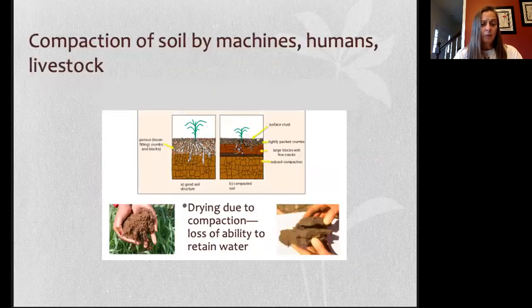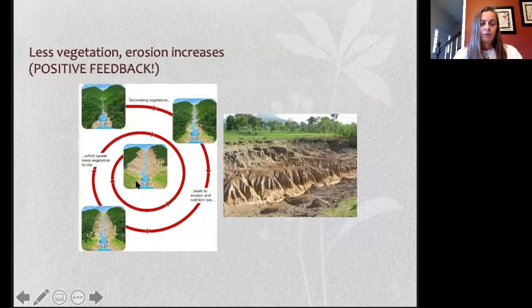Other things that we do when we drive these big tractors or our cars over soil, it compacts the soil, which makes it less able to hold moisture. And of course, when we remove vegetation, that increases erosion. And as we increase erosion, that's going to make it harder for plants to take root, which is going to increase erosion and cause more vegetation to die. And so we get stuck in this positive feedback loop that is ever increasing.